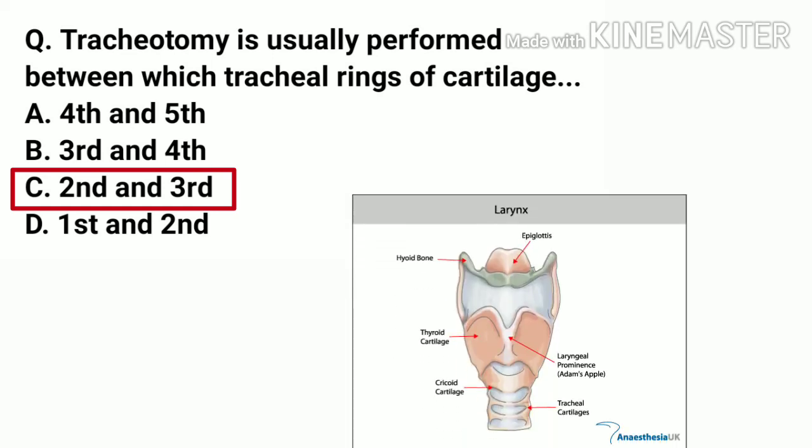Ideally, tracheostomy is making a hole between the second and third tracheal ring on the front of the neck, and a tracheostomy tube is placed into that hole to keep it open for breathing.